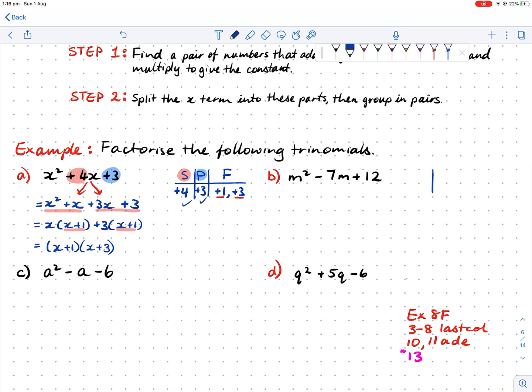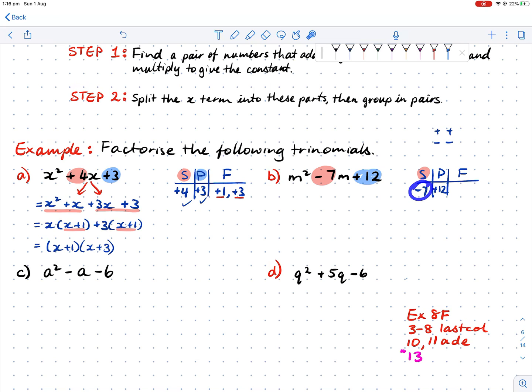If we come to the next one, again, draw up a box SPF. We want 2 numbers that add to give -7, and they multiply to give 12. So 2 numbers that add to give -7 and multiply to give 12. Now, because the product is positive, what we know is that we want either 2 positive numbers times together or 2 negative numbers times together.